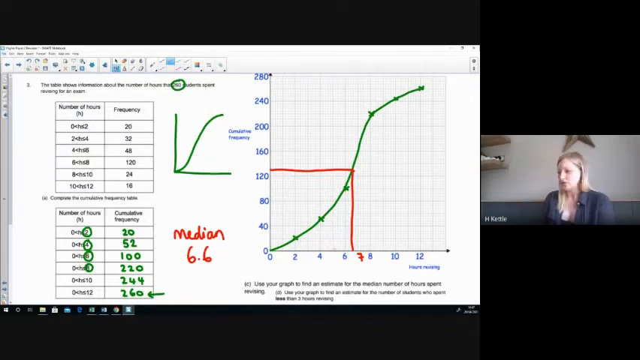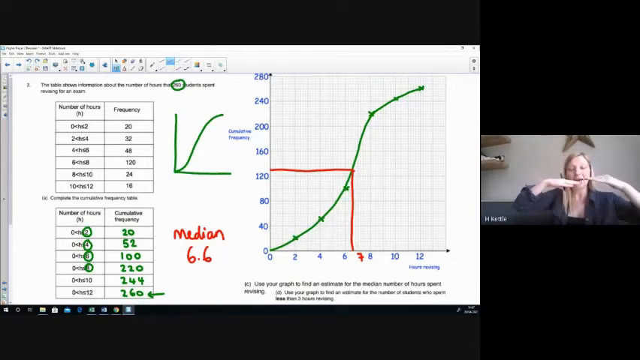Okay, I'm going to have to just talk you through this one. You would go to 3 on the graph here, and we would go up from 3, and we would go across. And that is about 35. That does mean 35 students spent less than 3 hours revising. Those are the people underneath.